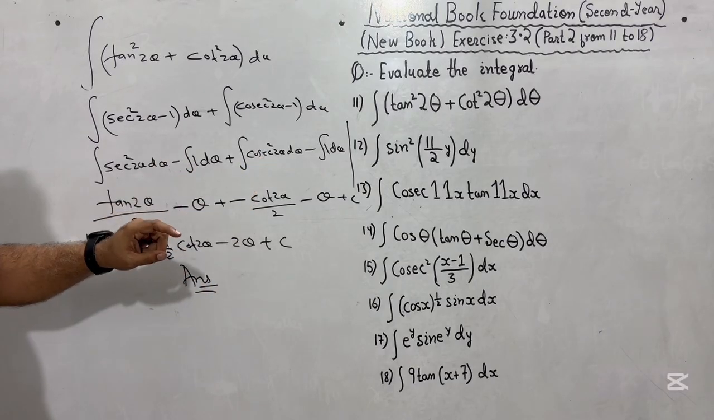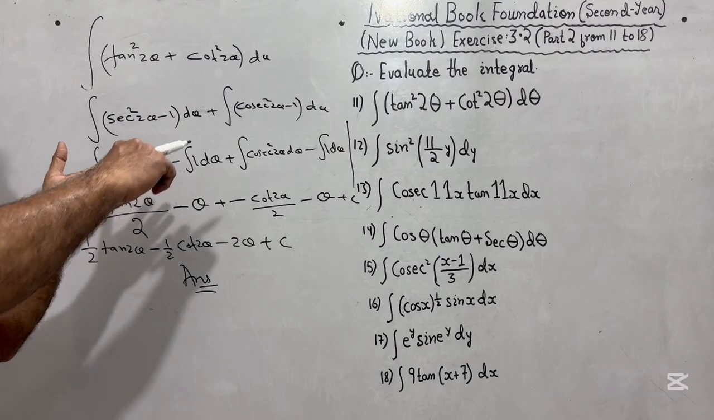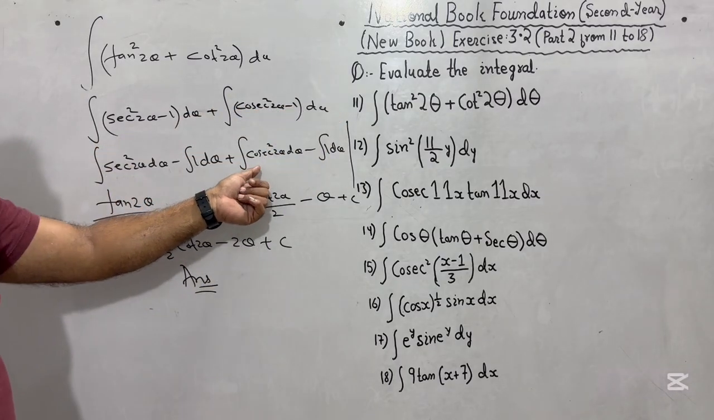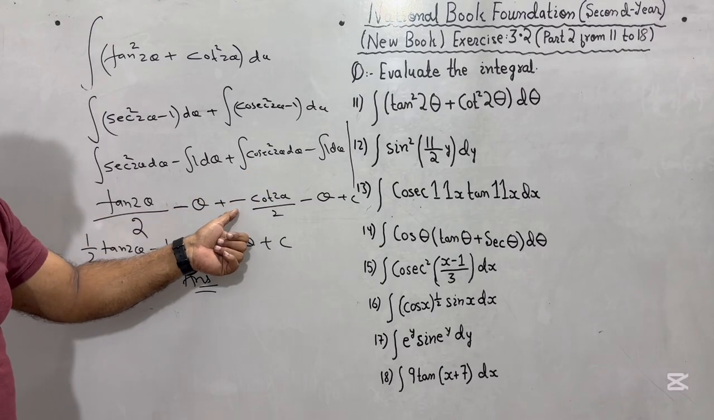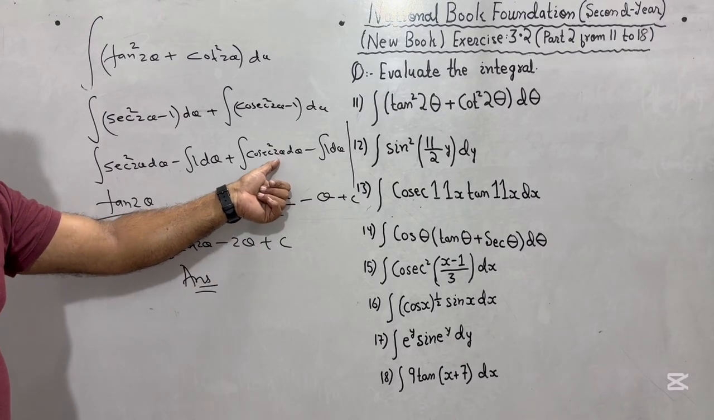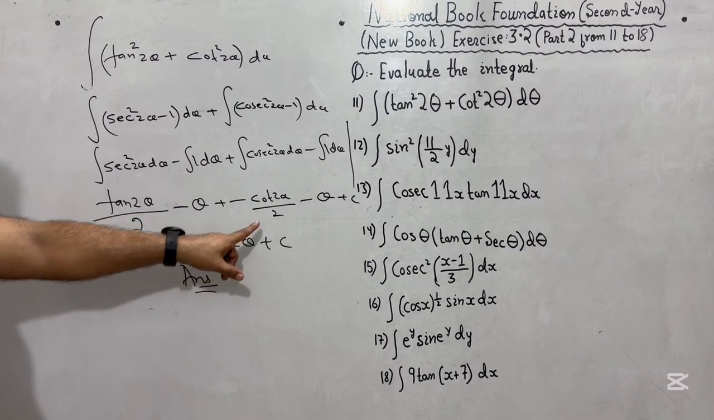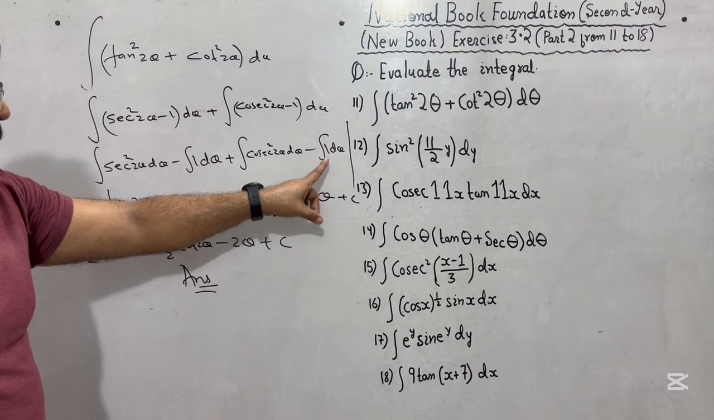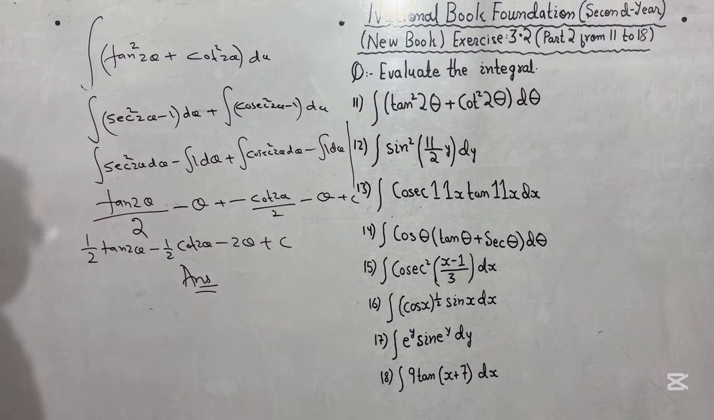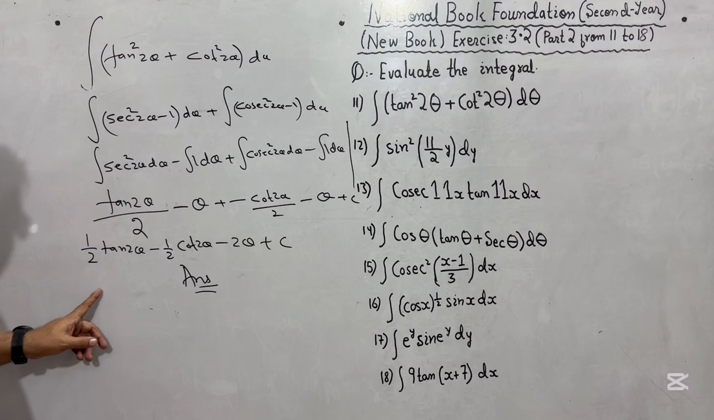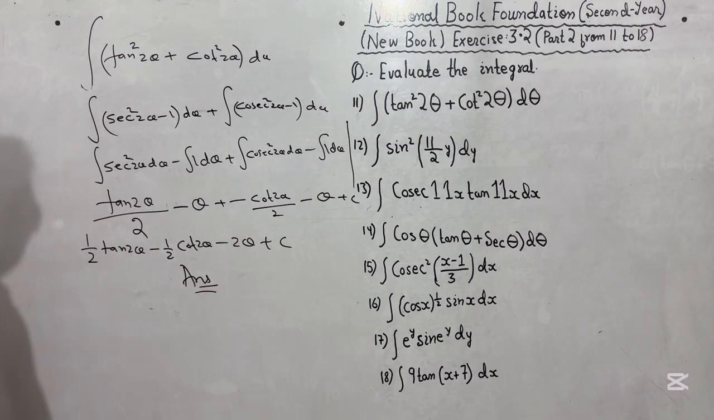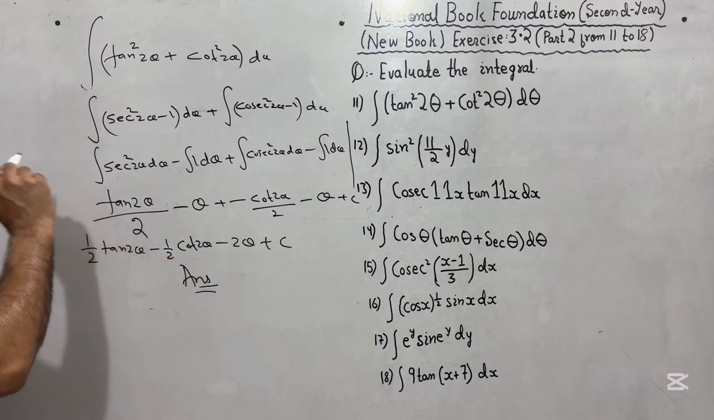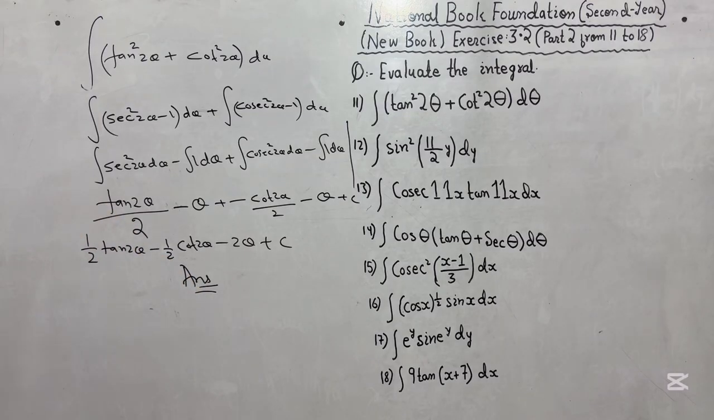Cosec square is the differentiation of minus cot. Minus times minus cosec square will become positive. Differentiation of cot is minus cosec square, the minus is missing, so I have introduced it here. Similarly, the angle has a multiple of 2, dividing with the same. 1 is the differentiation of theta, so integration of 1 is theta. Simplifying, 1 over 2 tan 2 theta minus 1 over 2 cot 2 theta minus theta, it will become minus 2 theta. It's our answer.